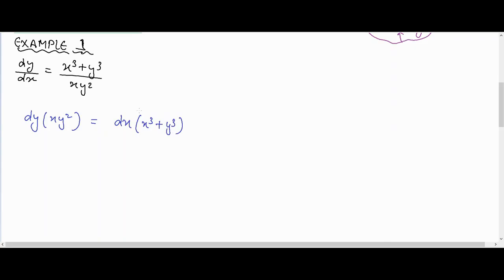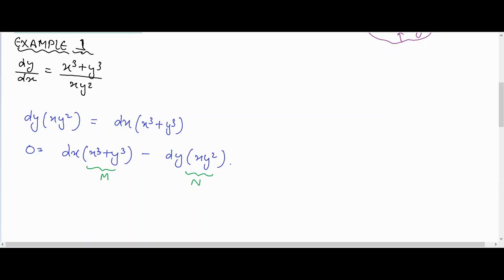And now we can take dy there, so we will have 0 is equal to dx times x cube plus y cube minus dy multiplied by xy square, right? So here we can see that this is our M and this is our N, with the minus sign included in N actually. Yeah, this is x cube.